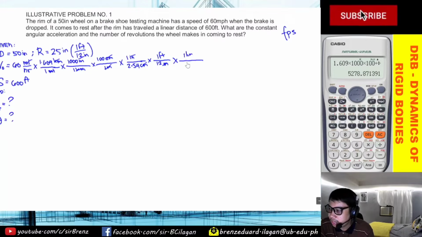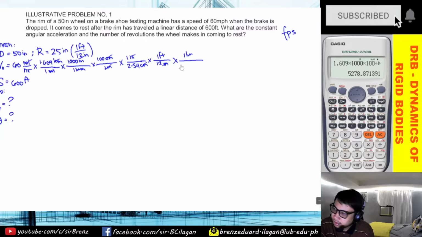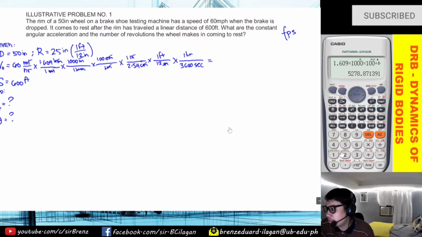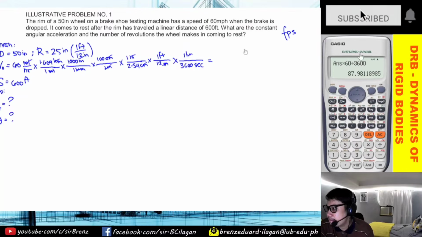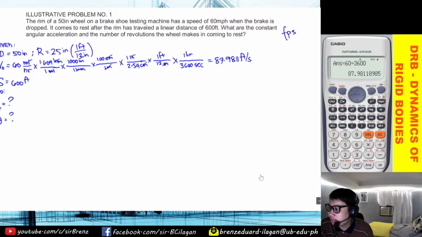So, ito na lang yung gawin natin. 1 hour is, anong sinabi ko? 3,600 seconds. Alright, so what is the equivalent value of this? I-times na natin ng 60, and then divided by 3,600. So that is 87.9811 feet per second. Right. So I think we're done.